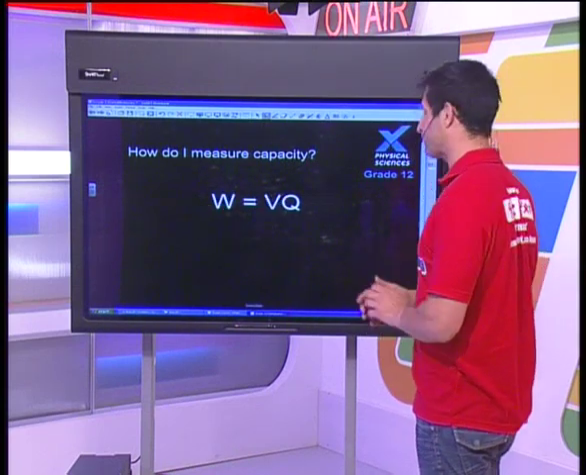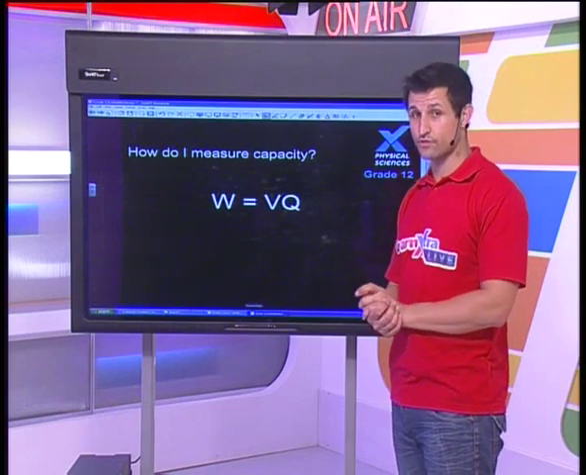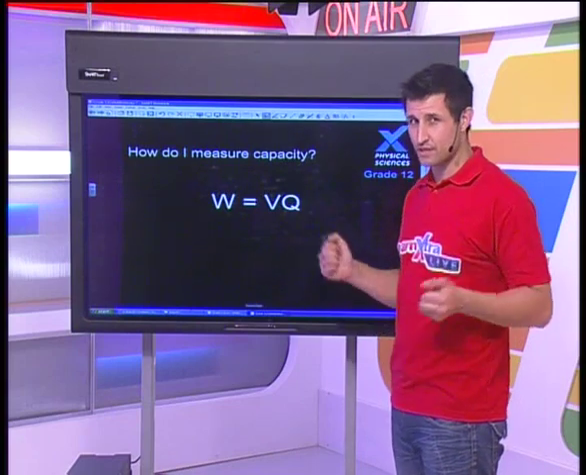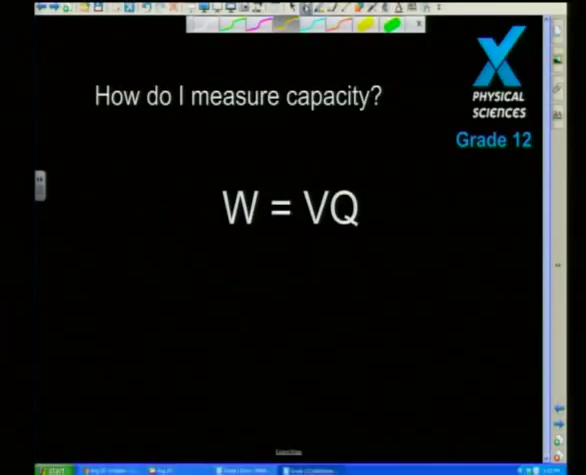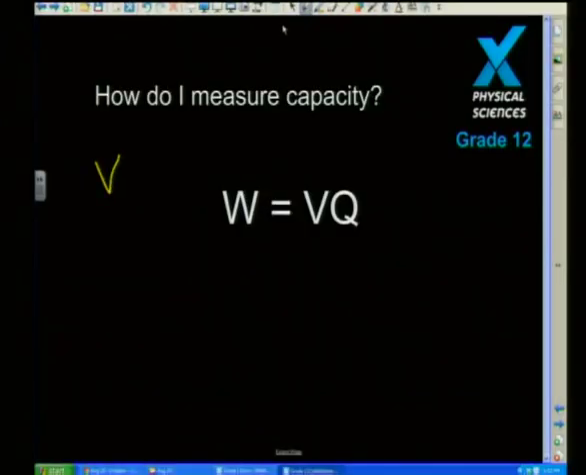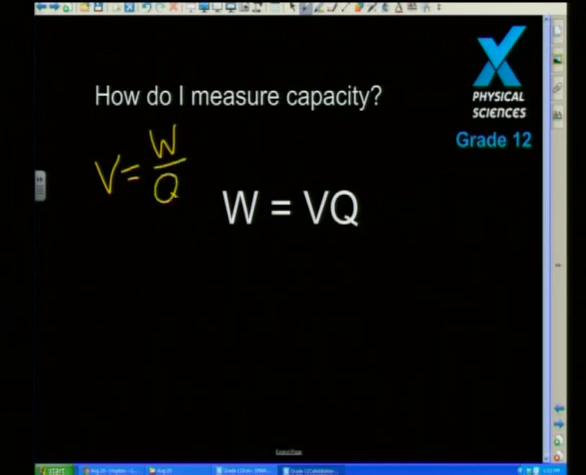Another equation which you might have found useful is this one. This one is also from grade 10. You might have seen it in a slightly different form. So let's actually put up the original form which you might see on your information sheet. That V is equal to W over Q. So voltage is the work done per coulomb of charge. Now this work is the amount of energy inside there.